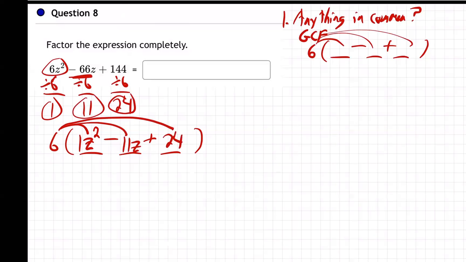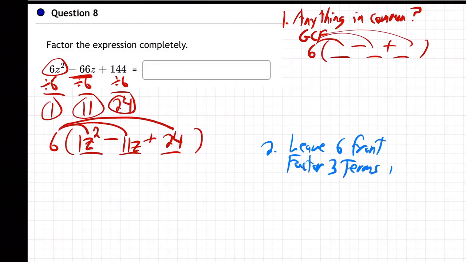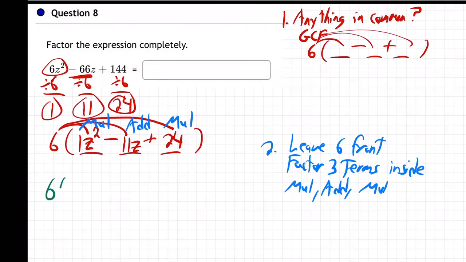And now the second step, well, we have 3 terms. Leave the 6 in the front. Factor the 3 terms inside the parentheses. And how are we going to do that? Well, multiply, add, multiply. What multiplies, adds, multiplies, right? So just leave the 6 sitting in the front. I'll put the 6 here and the 2 parentheses.